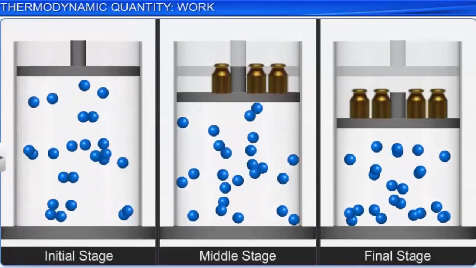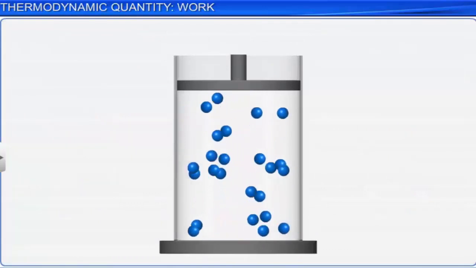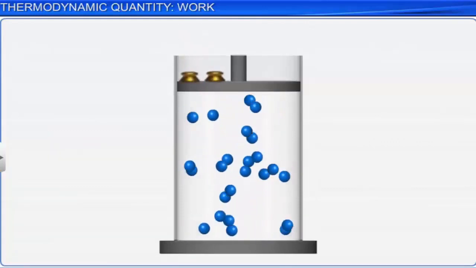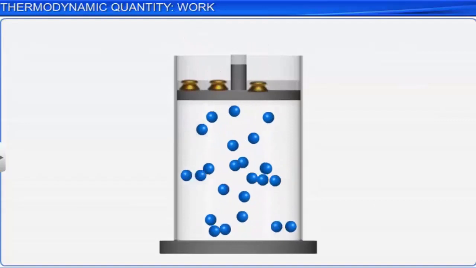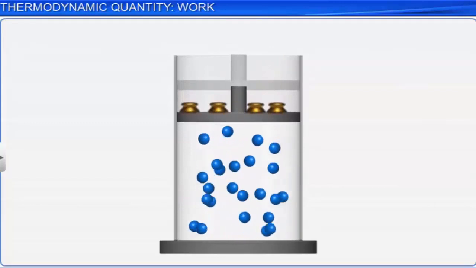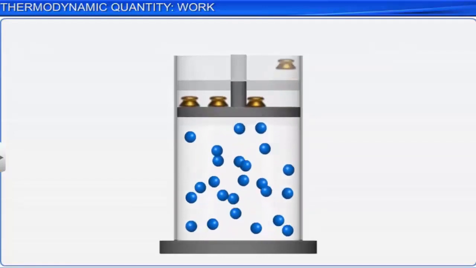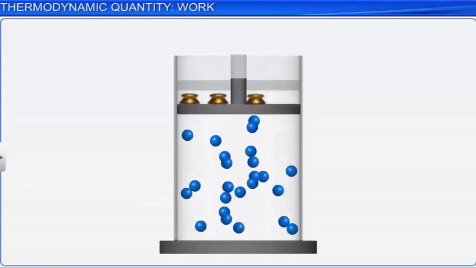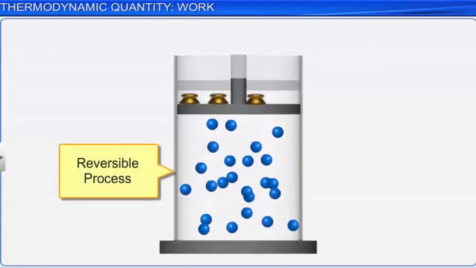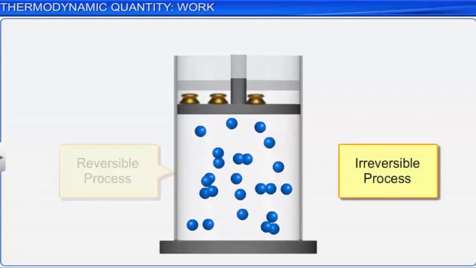To understand this, let's assume that there is a cylinder with a frictionless piston. Now, let's place a few grains of sand above the piston and allow the gas to compress by adding 1 grain of sand at a time. Here, the process is so slow that it can be easily reversed by removing 1 grain of sand at any time. This is known as reversible process. Processes which are not reversible are known as irreversible processes.